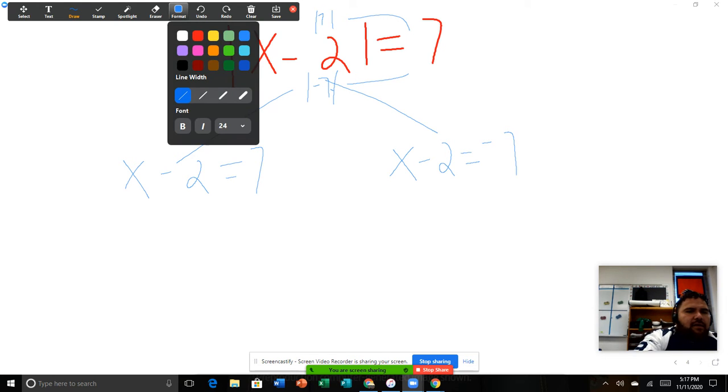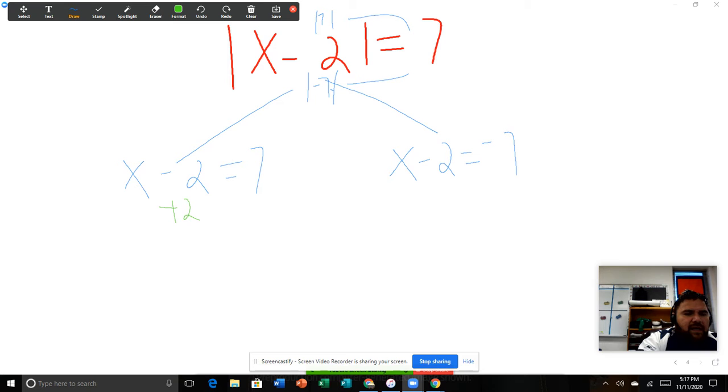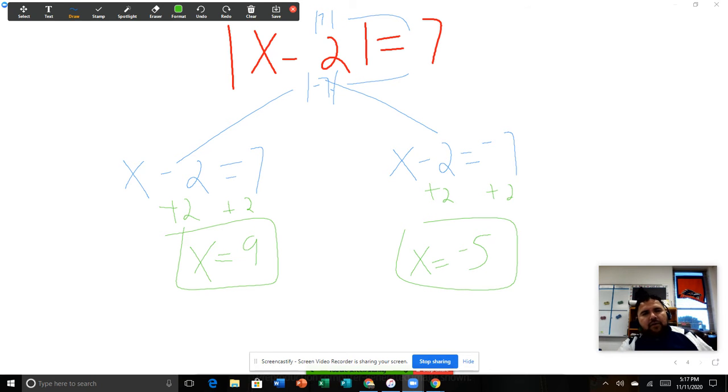Okay, so here all I do is solve. Plus 2 to both sides. X equals 9. There's one of my solutions. Plus 2 to both sides. X equals negative 5. Now, in these situations, always check to see if you have extraneous solutions. Me personally, I don't check until I have a variable on the other side. When I have a variable on the other side, that's when you definitely want to check. But if you could, you can plug it in. 9 minus 2 is 7. Absolute value of 7 is 7. Negative 5 minus 2 is negative 7. The absolute value of negative 7 is 7. Simple as that, right?